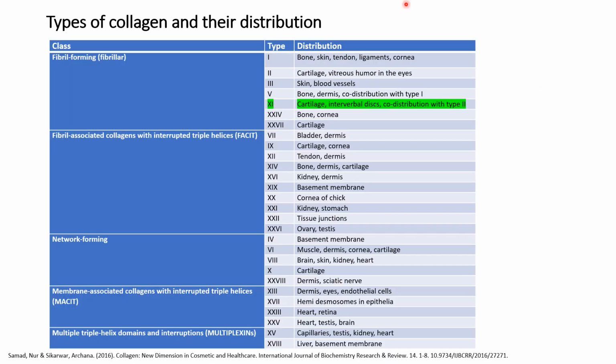Next, types of collagen and their distribution. Collagens can be categorized based on size, distribution, function, and structure. Based on these findings, they can be classified as fibril-forming, fibril-associated collagens with interrupted triple helices, network-forming, membrane-associated collagens with interrupted triple helices, microfibril-forming, anchoring, network-forming, multiplexing, transmembrane, and miscellaneous.